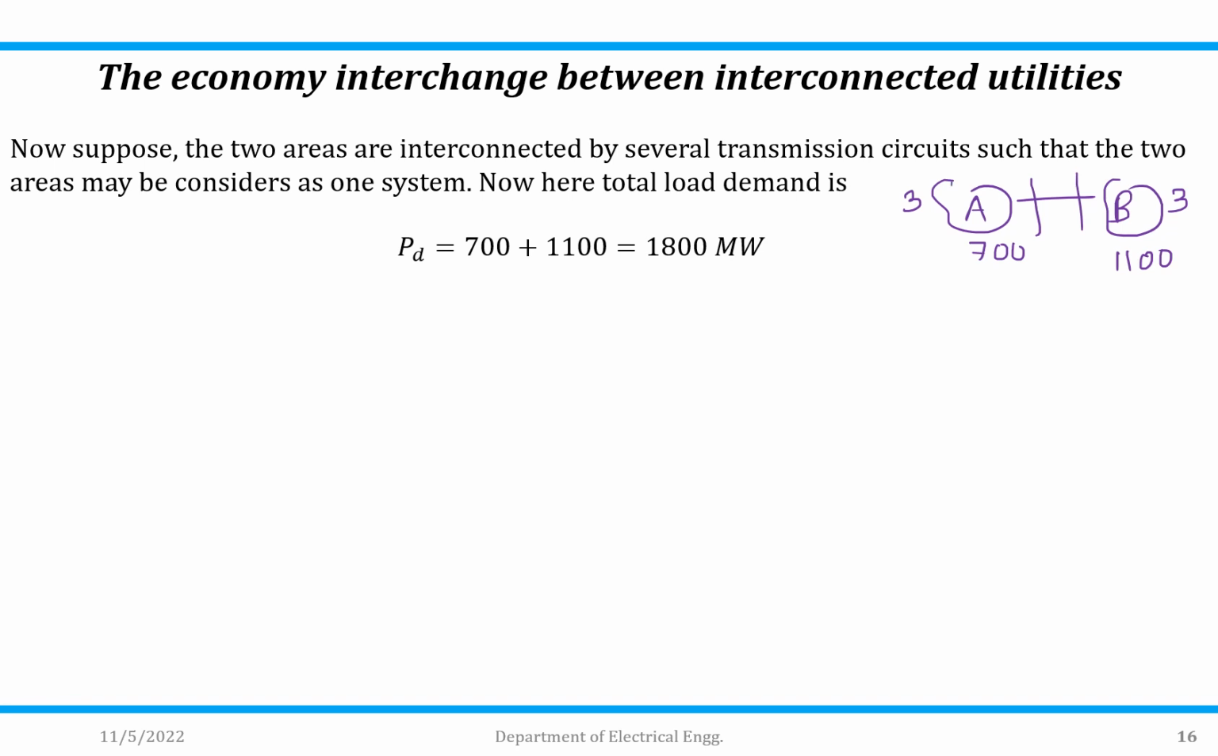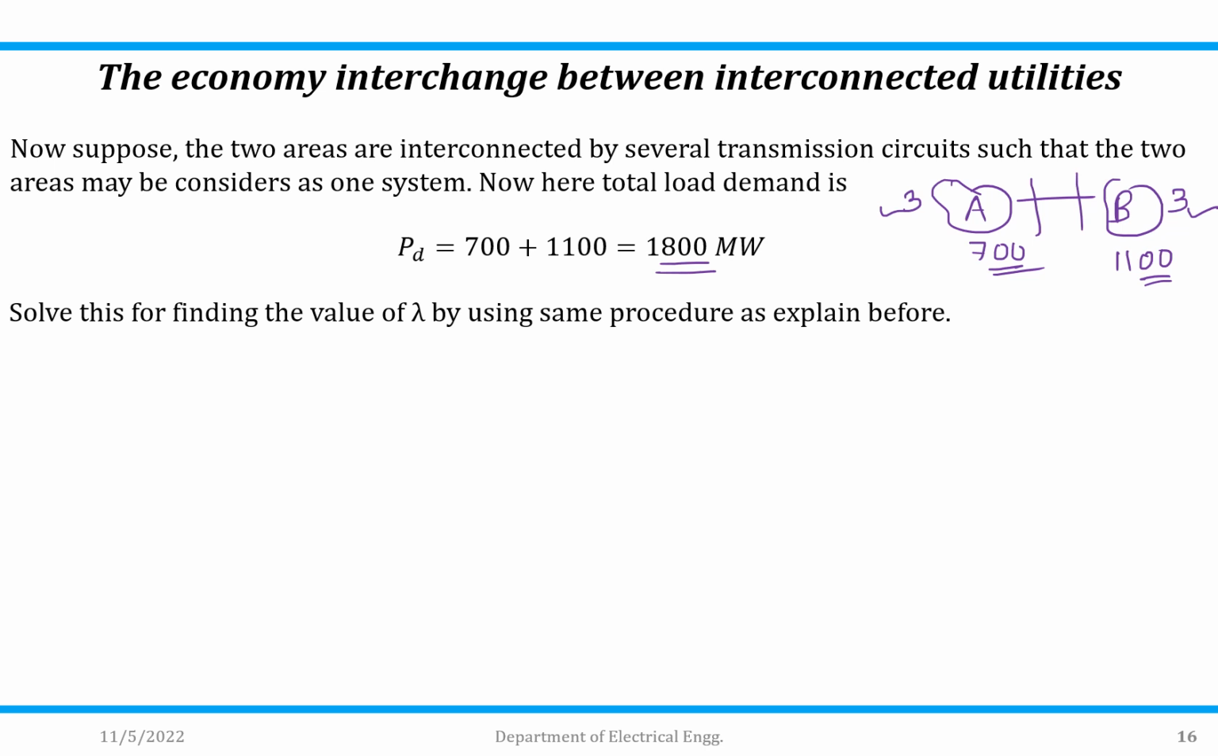But if we consider this as a total interconnected area, then the total demand will be 700 plus 1100, which is 1800 megawatt. And the total generators will be these 3 from area A and these 3 from area B. That is, total generators will be 6 generators. Now solve this for finding the value of lambda.